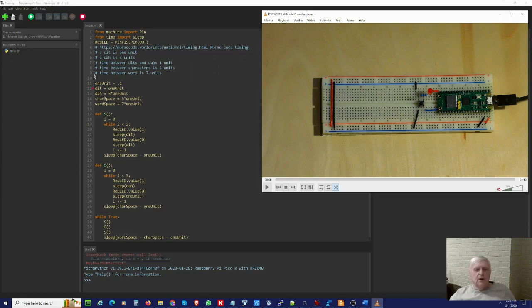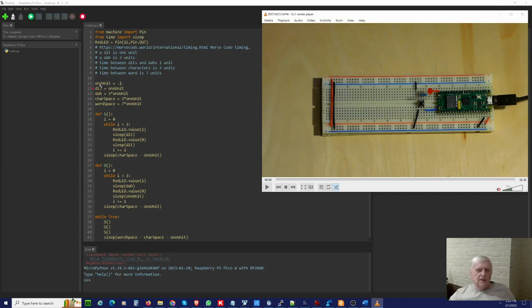Now I have some comments that I retrieved from the website that I have shown in the first comment line. And what I got from that site is a DIT. They use the term unit. A DIT is 1 unit. That's the shortest amount of time. A DAW is 3 of those. The time between DITs and DAWs is 1 unit. The time between characters is 3 units. And the time between words is 7 units.